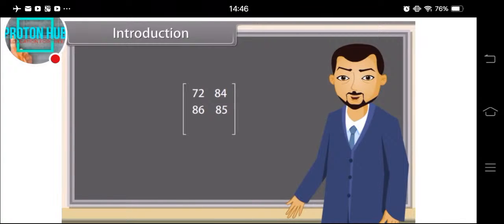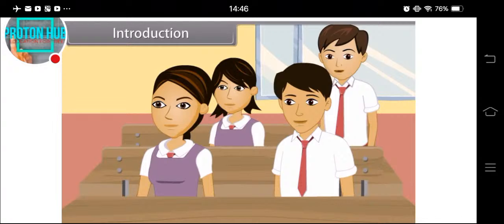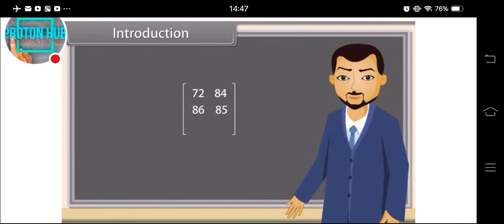Pratik, you tell me now. Teacher, 67 in science and 72 in maths. All right. Can you see? I have written your marks in this bracket. What does this represent? Anyone? This represents matrix. Today, we will learn what matrices are and its operations. Come, let's start.